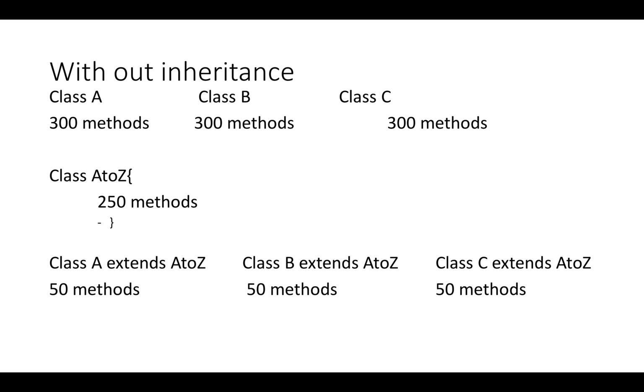So let me give an example, without inheritance and with inheritance. Let's assume we have three classes A, B, and C, and in all three classes we have common methods, like 250 methods. So instead of writing the 250 methods in each and every class, we define all the methods in a separate class and make that class the parent class of the three classes. So all the 250 methods are by default available in all the classes, A, B, and C.